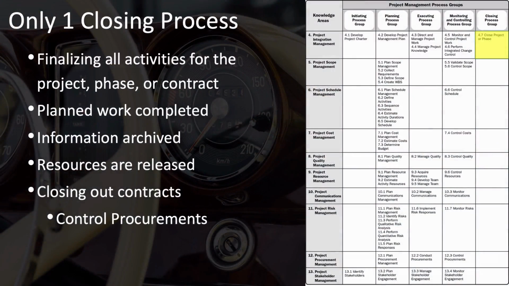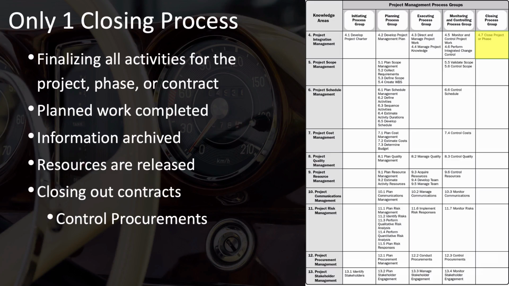You'll notice as you look at the process table from the PMBOK guide on page 25 that there is only one closing process, and this is it, close project or phase. It is the process that is responsible for finalizing all of the activities for the project or phase if it's a phase completion. At this point, it takes care of making sure that all planned work has been completed, all useful information has been archived, that all of your project resources are released as needed, and that you closed out your contracts.